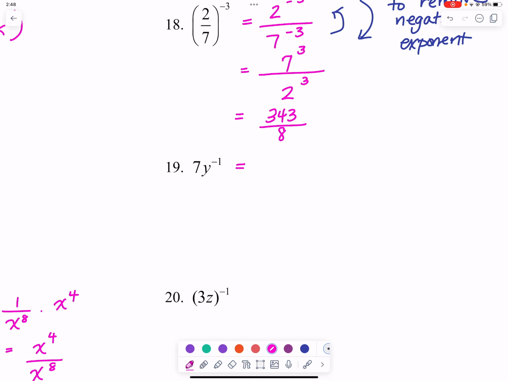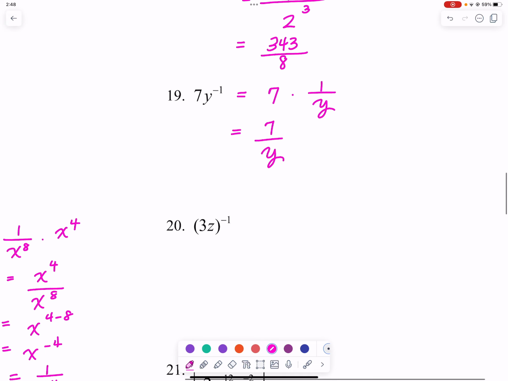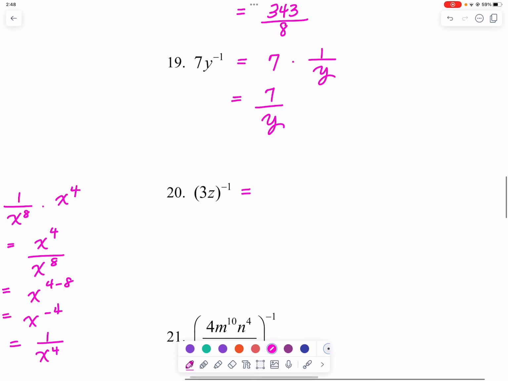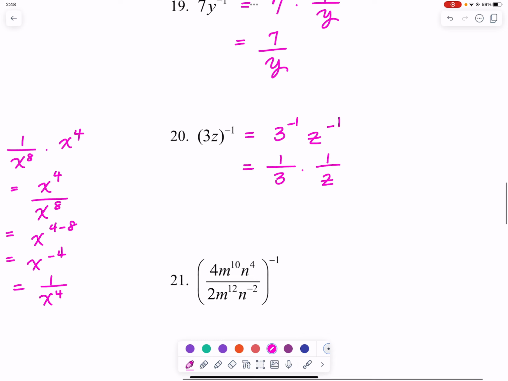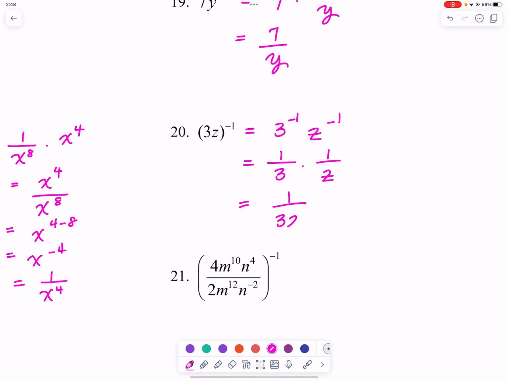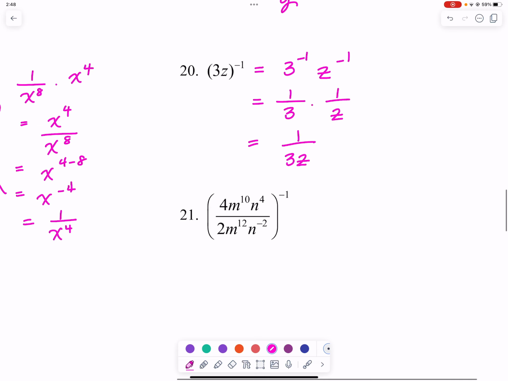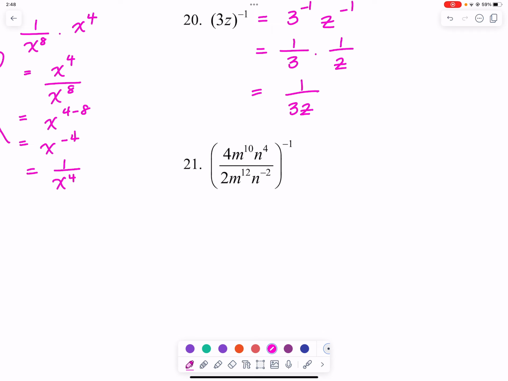Okay, as you can see, this is 7 times 1 divided by y, and we end up with 7 over y. Now keep in mind here, each of these factors gets that negative 1, so that's a 1 over 3 times a 1 over z, and we end up with 1 divided by 3z. Now, using those examples, what did you notice about that negative? You could just reciprocate each factor if you would like.